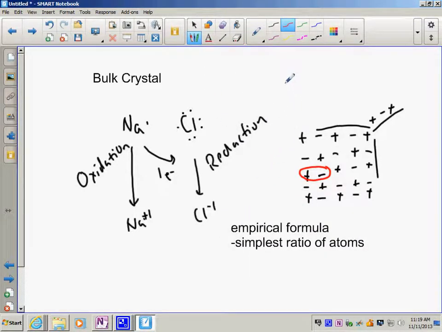For example, NaCl is correct, but Na2Cl2 is not correct. That would be assuming or making some sort of inference that these four or any four have some special connection, and they don't. They're just a big pile of cations and anions. Bulk crystal is an important property of ionic compounds.